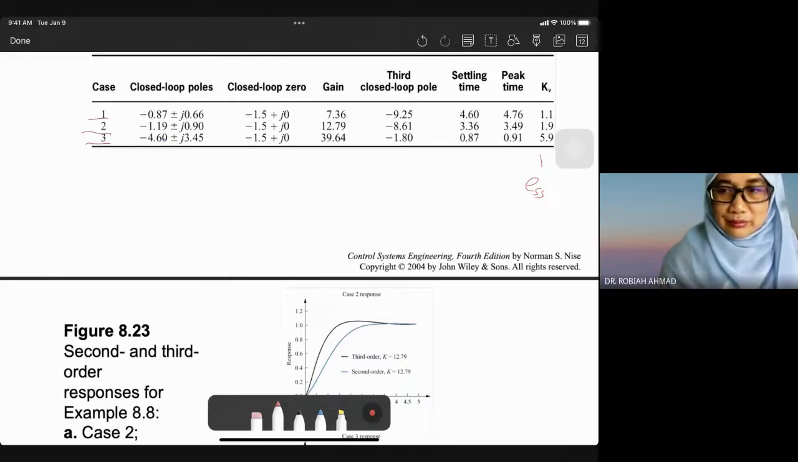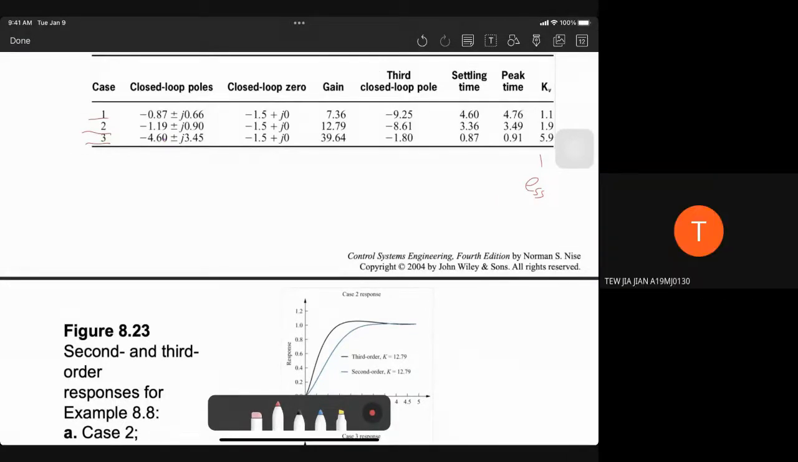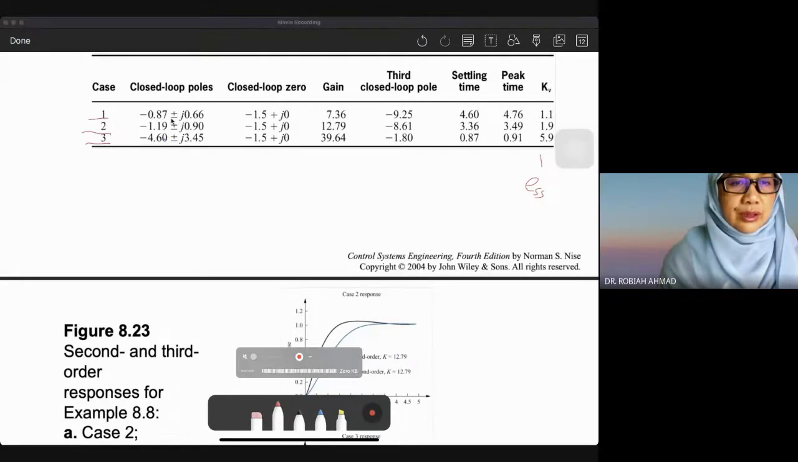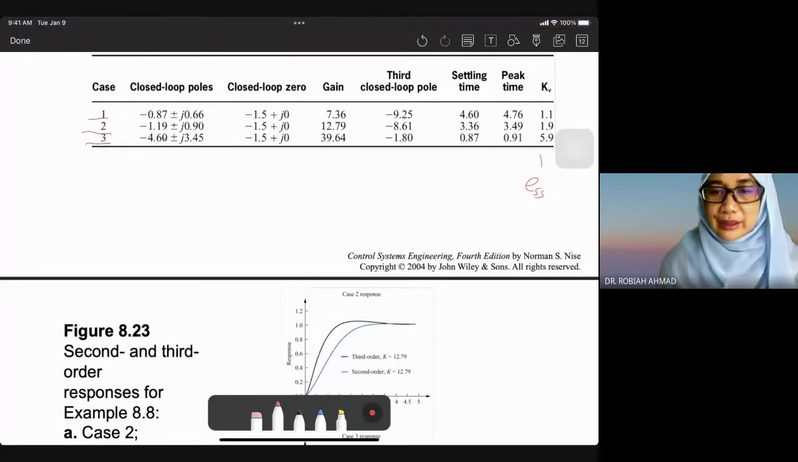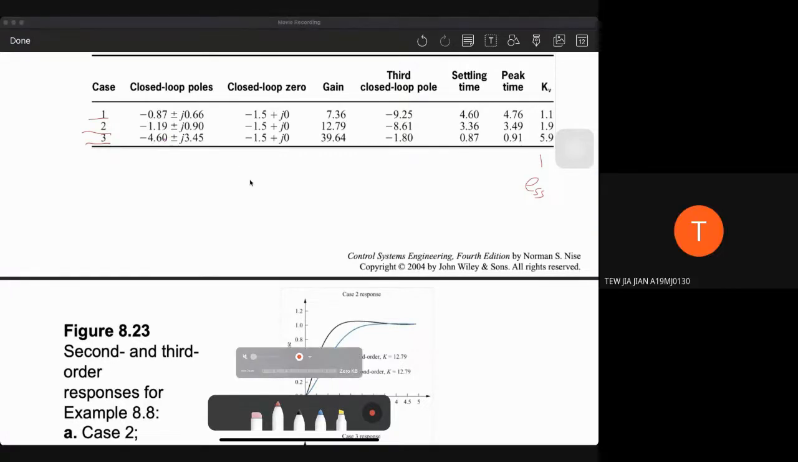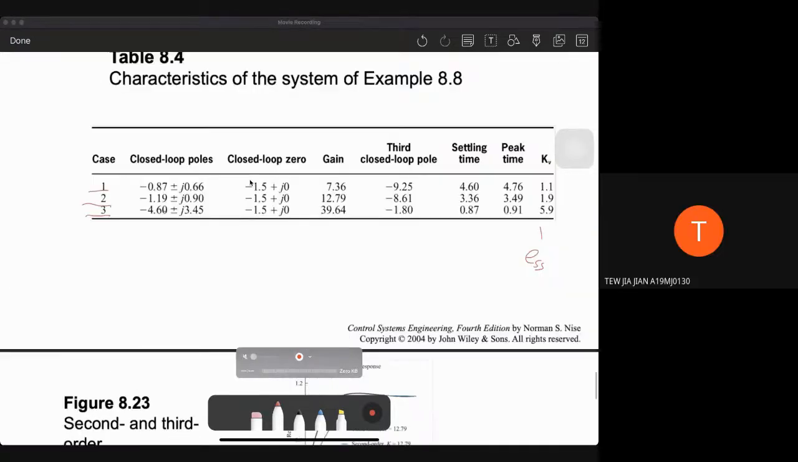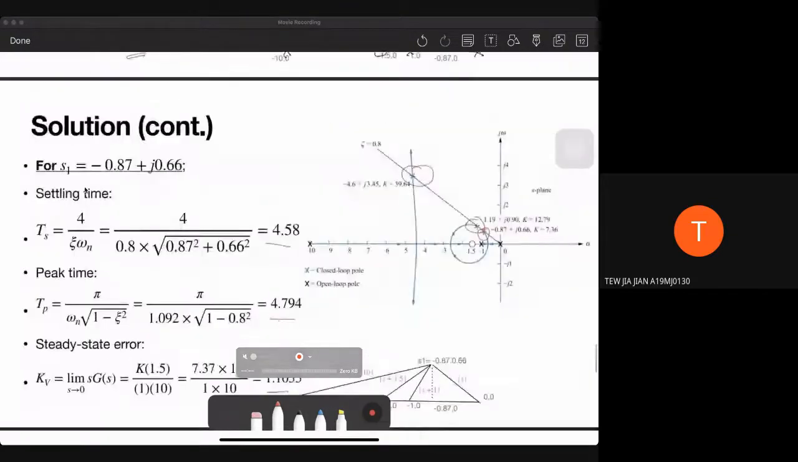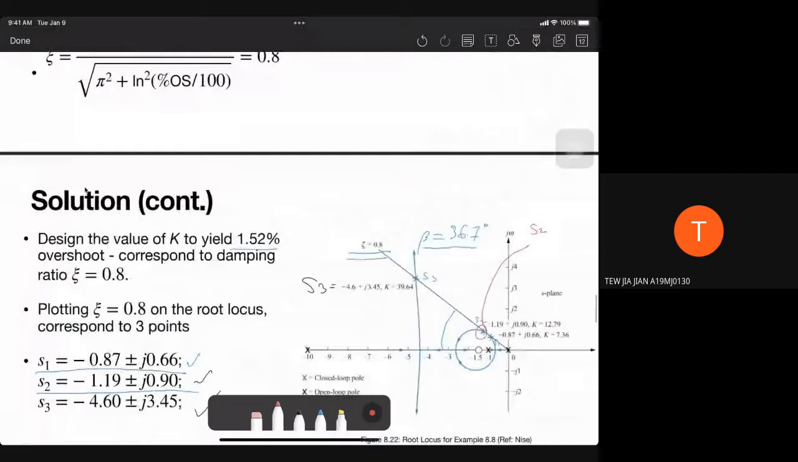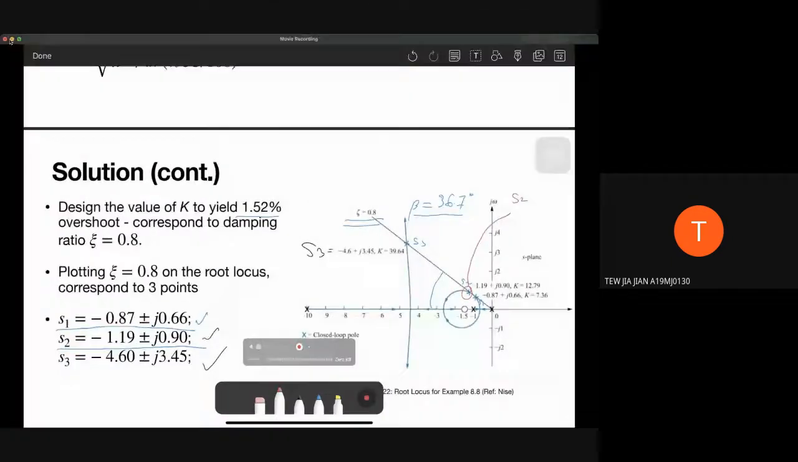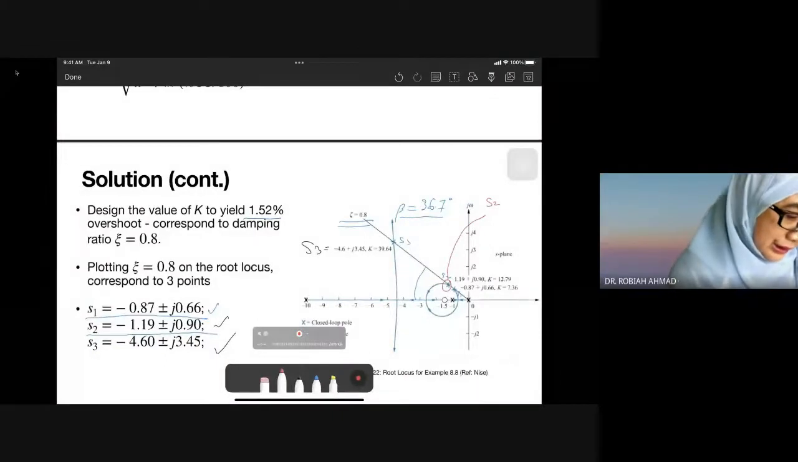Trying to absorb. Doctor, how do we determine the closed loop poles already? The 3 points now. Yes. Tanya bahagian mana? How do you get the 3 points? S1, S2, S3 tadi. Yes. If our drawing is not so good. Okay, this one tadi kita dapat beta.